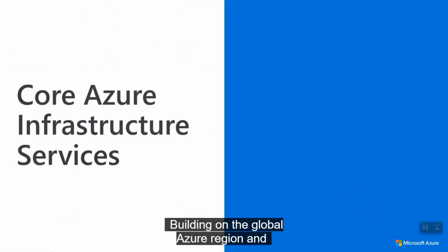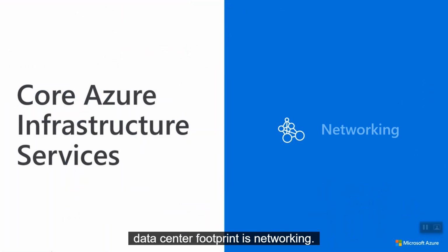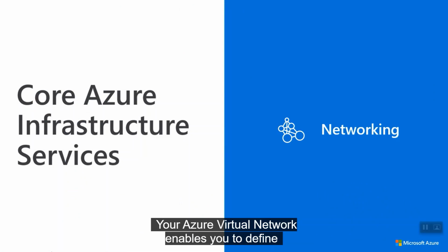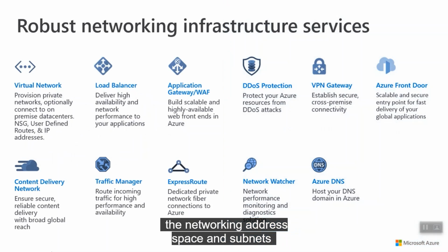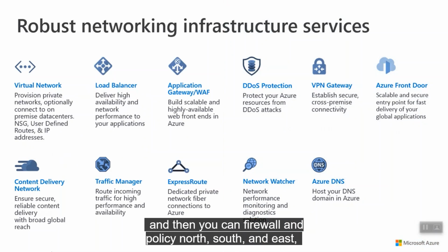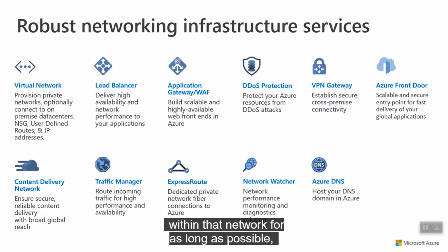Building on the global Azure region and data center footprint is networking. Your Azure virtual network enables you to define the networking address space in subnets, much like a VLAN in your on-premises network. And then you can firewall and policy north-south and east-west traffic using Azure Firewall and network security groups. If you want to take advantage of Azure's global fiber network and keep your traffic traveling within that network for as long as possible, you can do that with Azure's Front Door service.